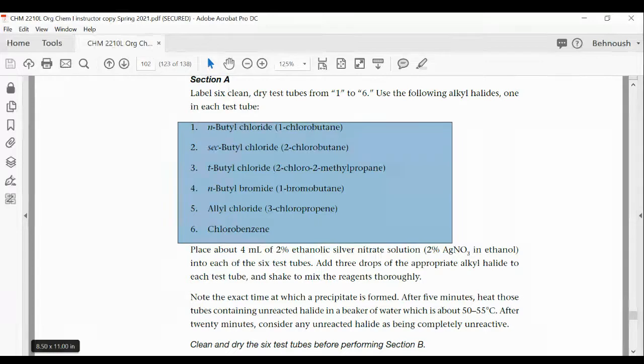But substrate 1 would be a primary carbocation, which is not stable, so it doesn't form. But for 3, the tertiary carbocation is going to form better. So there are two factors.